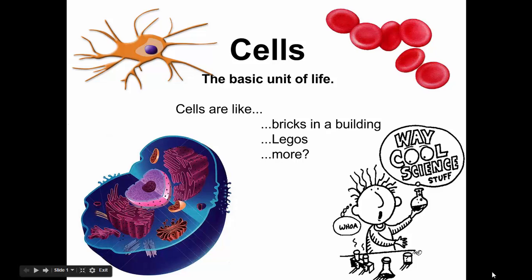So we've had the opportunity to explore some different cells under the microscope, and now we're going to talk about some cell theory and the history of how we discovered cells, and also some different types of cells. So cells are the basic unit of life. Everything that's living is made of cells, and it could be one cell, it could be many cells.